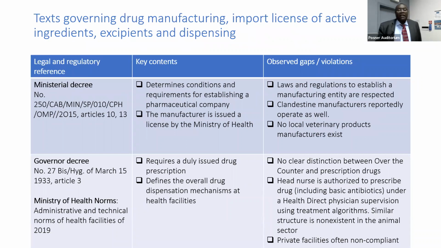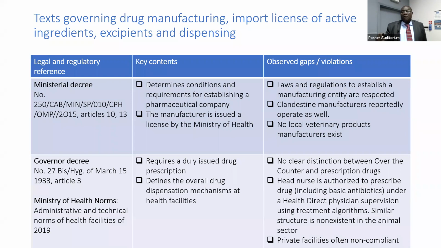The second thing to look at is manufacturing. We have also laws governing that sector, and some of them were put in place in 1933 during colonization, and they're still in effect, like the decree by the governor at that time in 1933. It defines how, if someone wants to manufacture, we have some manufacturing companies in DRC, but they are not producing antibiotics, they produce other drugs.